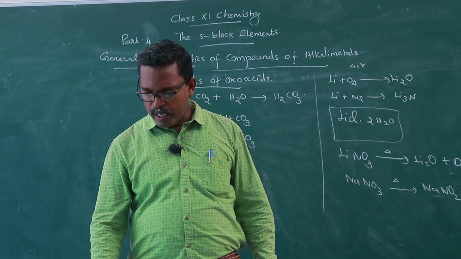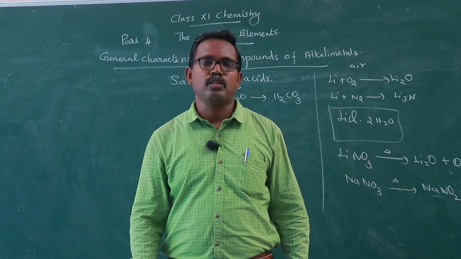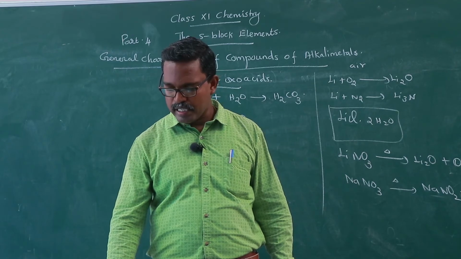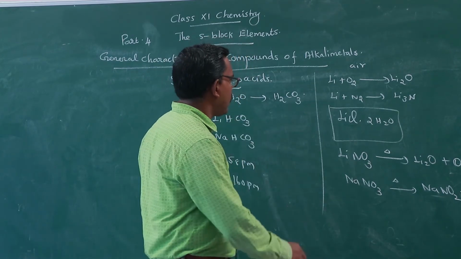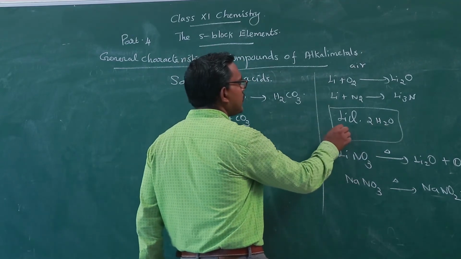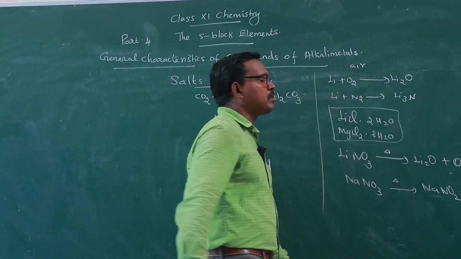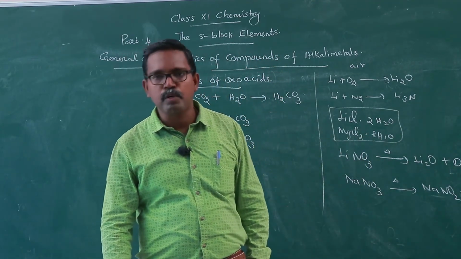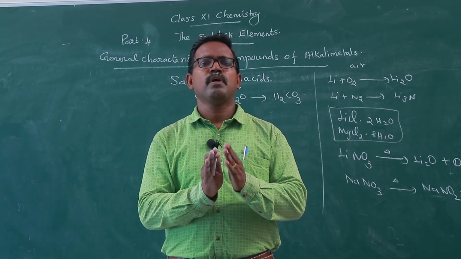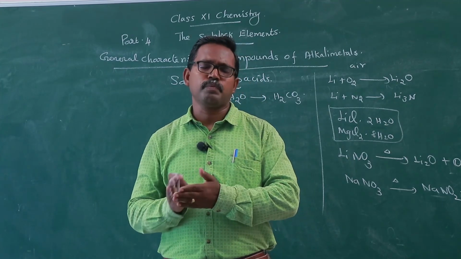Both lithium chloride and magnesium chloride are readily soluble in ethanol. Lithium chloride and magnesium chloride are deliquescent in nature and crystalline. Lithium chloride exists in the form of lithium chloride with 2 molecules of water. Similarly, magnesium chloride exists in the form of magnesium chloride octahydrate. So, these are some similarities, the diagonal relationship between lithium and magnesium.